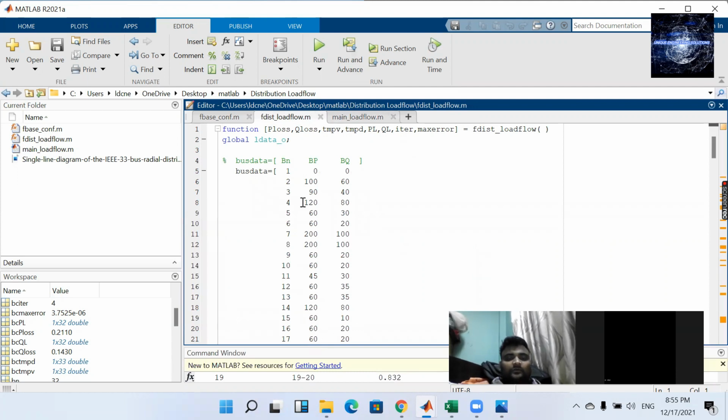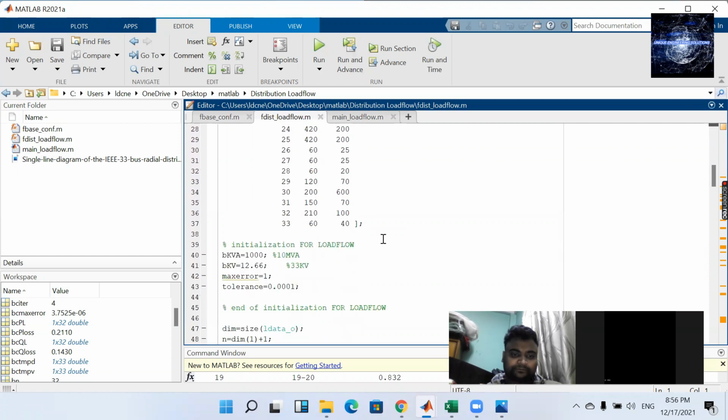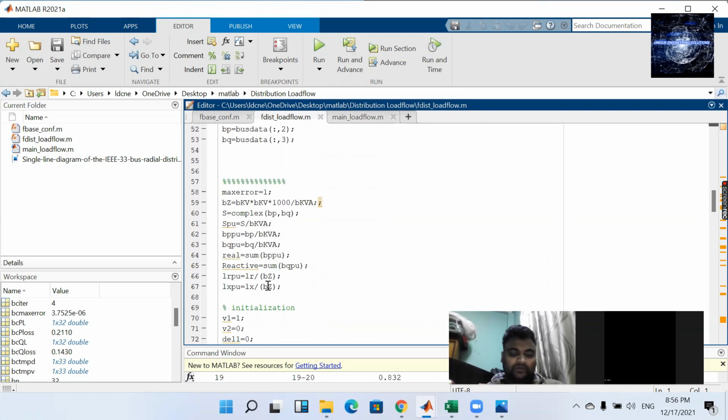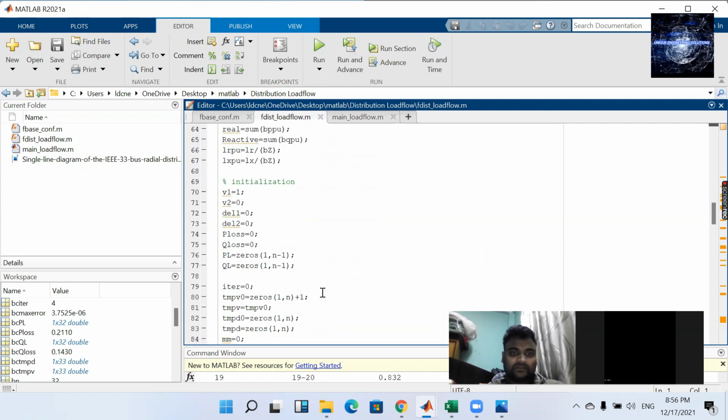Here, bus data is given. Bus data corresponds to the bus number and the loading, that is P and Q, in kilowatts. How many buses are there? 33 buses. The IEEE 33 bus system has a voltage level of 22.66 kV. These are converted into per unit so that our calculation will be easier.